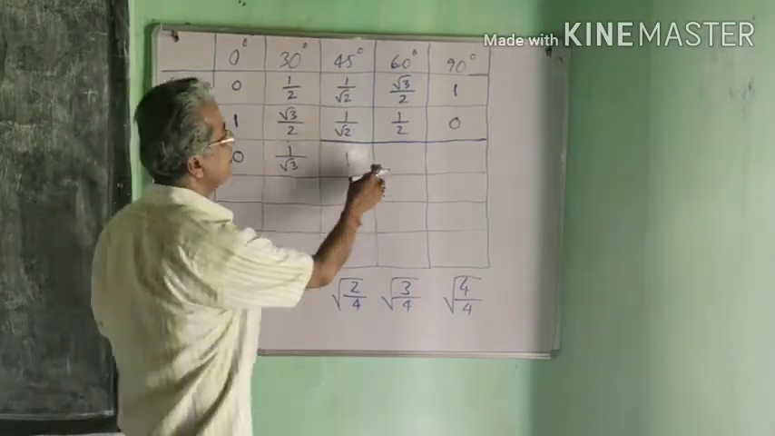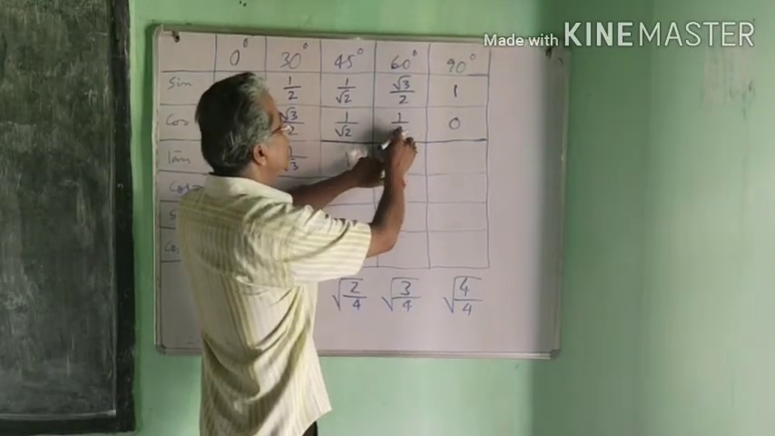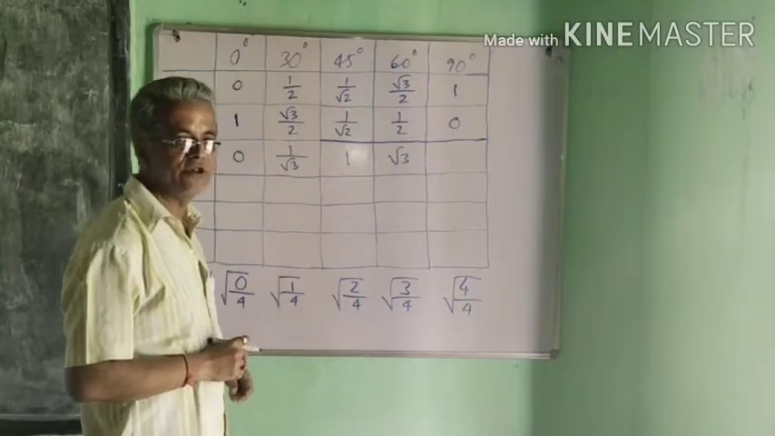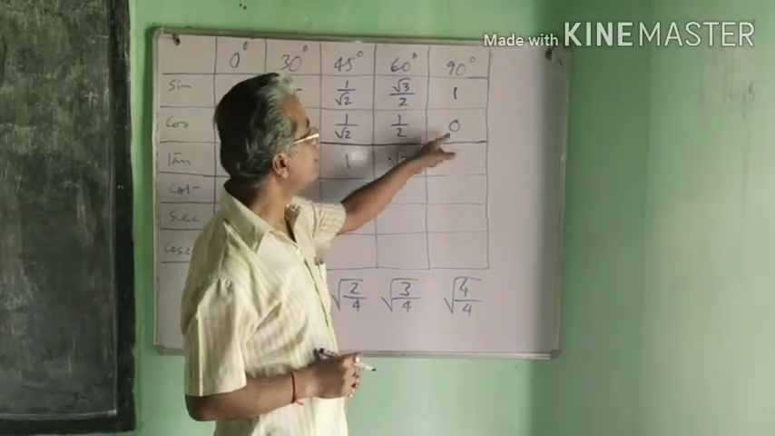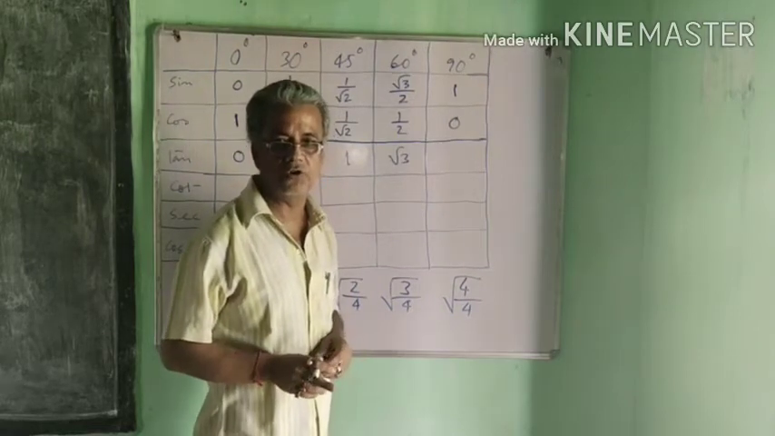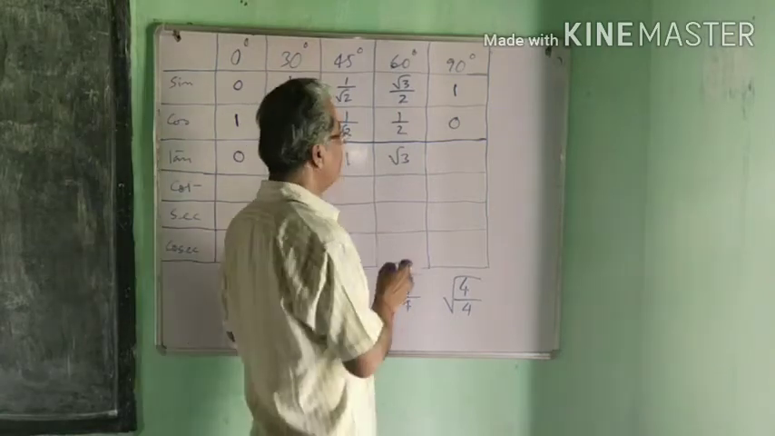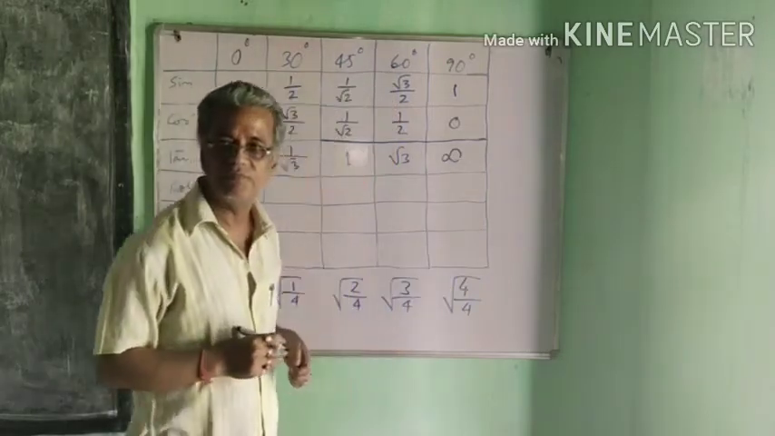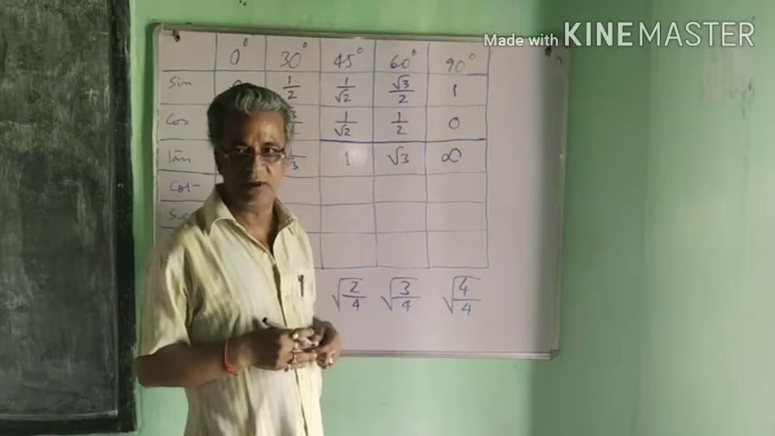Now tan 60 degree, sine 60 by cos 60. The 2s cancel, so root 3 by 1 means root 3. So tan 60 degree is root 3. And then tan 90 degree, 1 divided by 0. We know a number can't be divided by 0. It is meaningless. Actually, we put this symbol, infinity. That is meaningless ultimately.